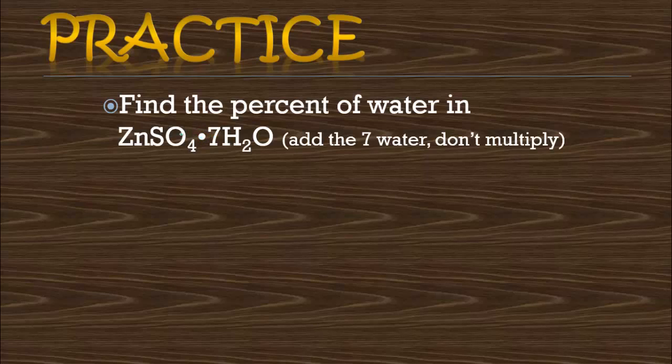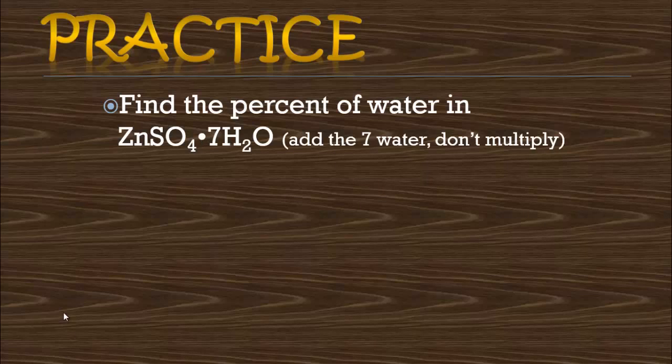That just tells me that for every zinc sulfate, I have 7 waters. What I'm going to do is just add the 7 waters to this formula. I'm not going to multiply it. A lot of you will make that mistake and try to multiply because the dot often seems like multiplication. But this is just a way to show a formula is a hydrate.